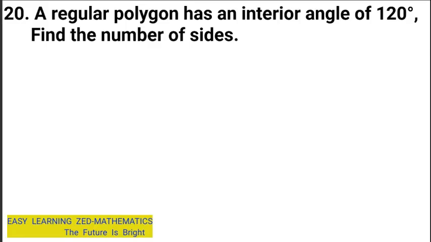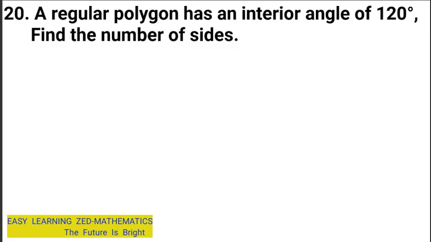That means in this polygon, all the interior angles are equal to 120. We are asked to find the number of sides of this polygon. So for us to find the number of sides, first we need to find the exterior angle of this polygon. Now remember, this is a regular polygon. That means if we find one exterior angle, we have found all the exterior angles.